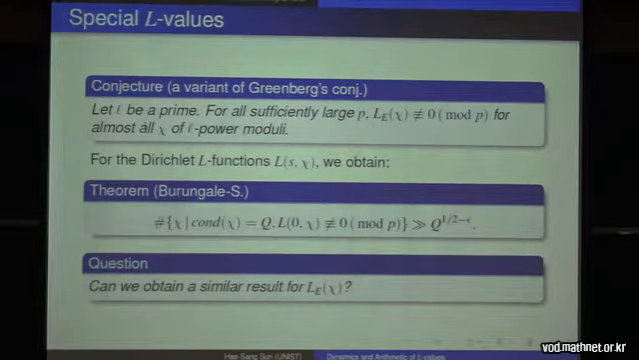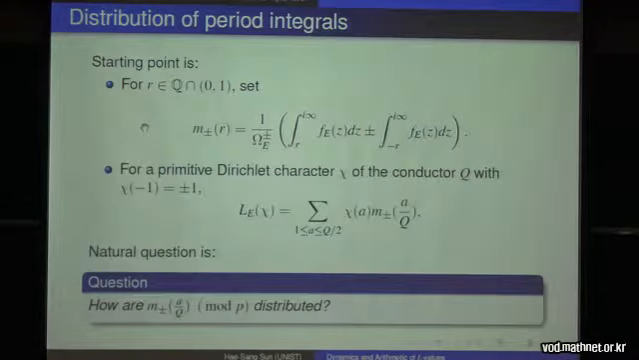Now you can ask how often this one is non-vanishing. Perron and myself verified that if the character has the minimal period q, the conductor is the minimal period, then the number of such chi is greater than q to the half minus epsilon. And we believe that this is not optimal, so it can be improved. Anyway, we are interested in this kind of result. The question is, can we obtain a similar result for this modular value? So now let me explain how we can study them.